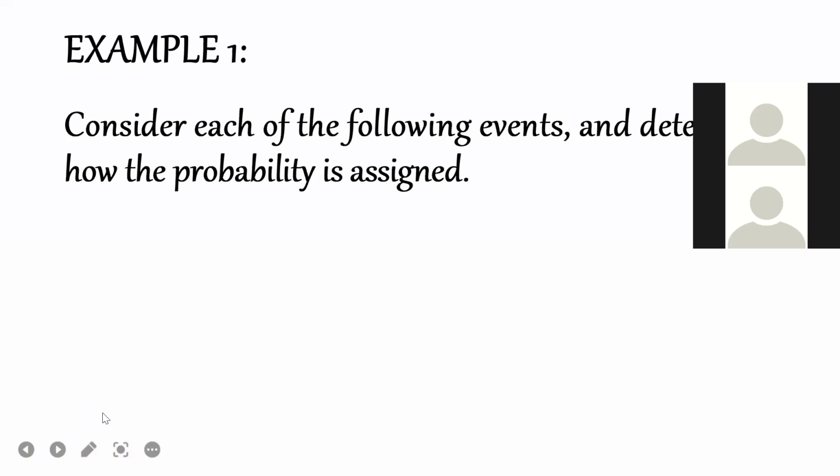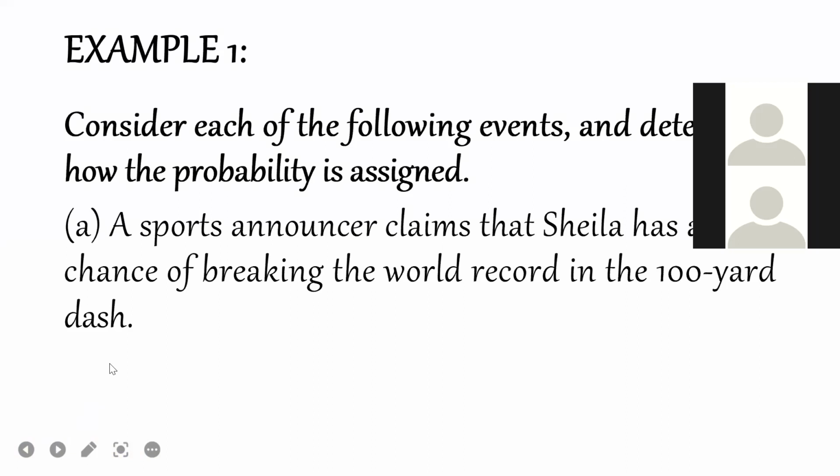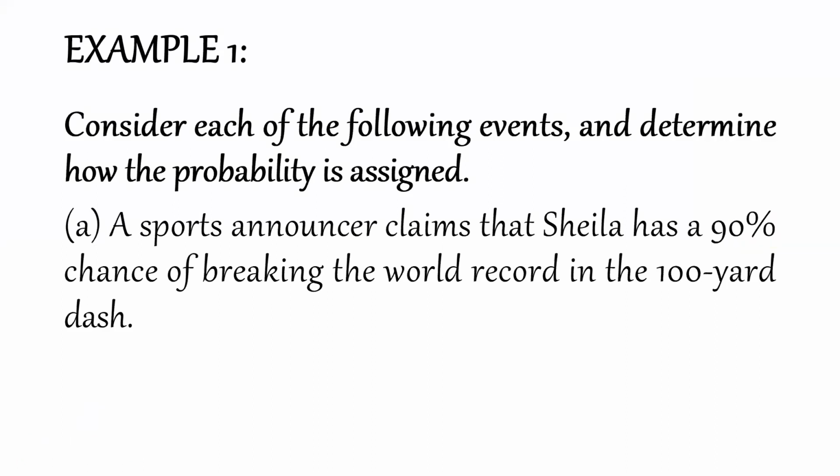Consider each of the following events and determine how the probability is assigned. Number 1, who wants to try? Read and then try to answer. Yung kanina to. How about Grisel May?